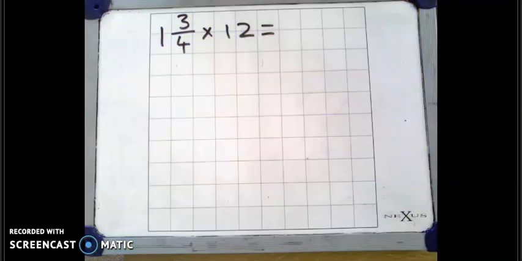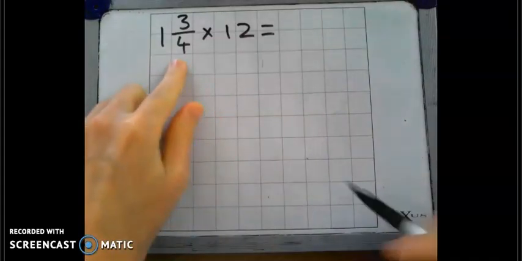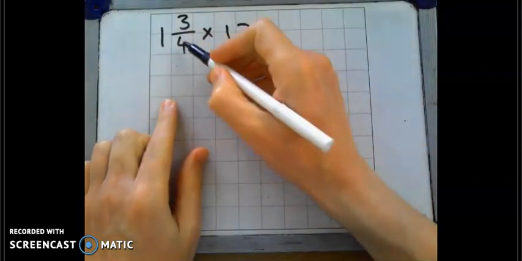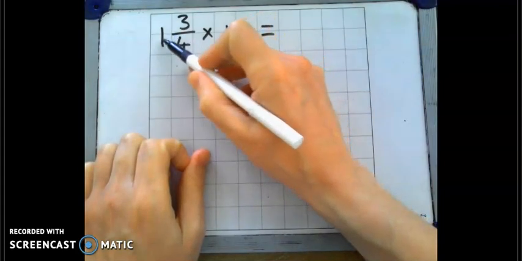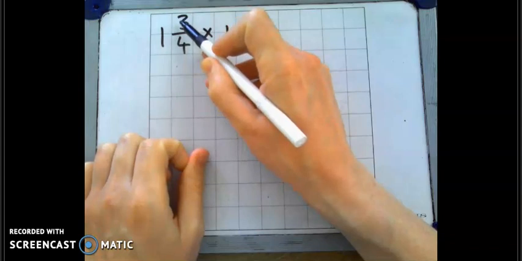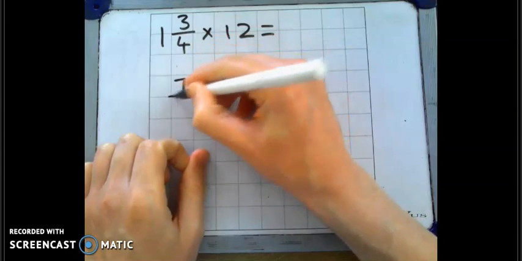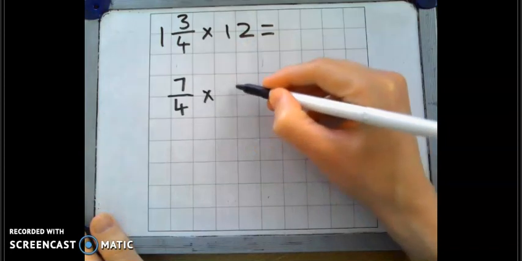Let's use those steps on this first calculation. So we have 1 3/4 multiplied by 12. Step 1, we're going to turn this mixed number into an improper fraction. We're going to multiply the denominator by the whole number. 4 times 1 is 4. I'm going to add it to the numerator. 4 plus 3 is 7. So now our equation reads 7/4 multiplied by 12.